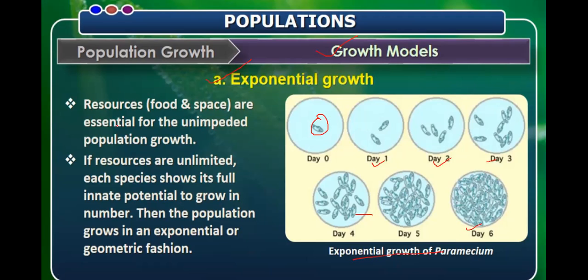Resources, food and space are essential for unimpeded, unchecked population growth. If unlimited food and unlimited space are there, the population growth will be unlimited. If resources are unlimited, each species shows its full innate potential to grow in number. Then the population grows in an exponential or geometric fashion. Exponential growth is also known as geometric growth. So here resources and space are unlimited, and that growth is called exponential.